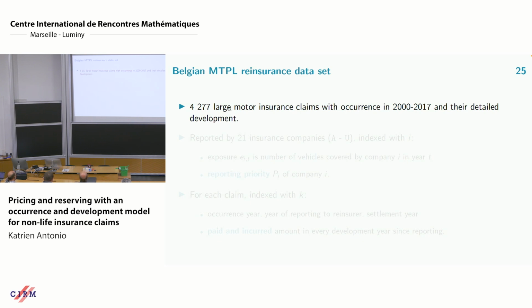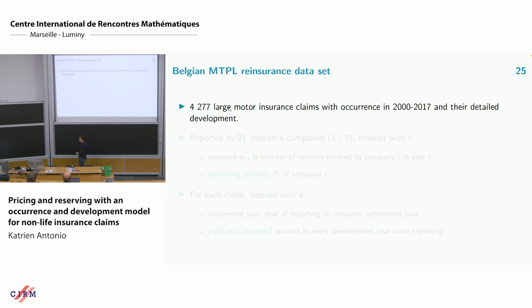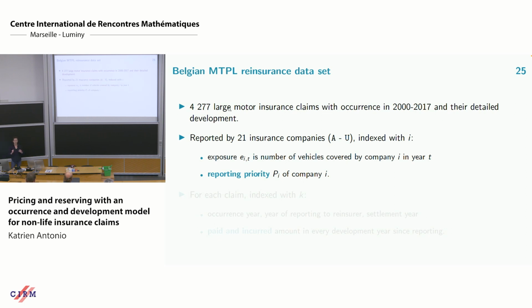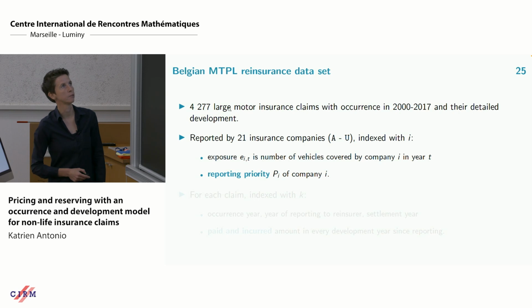You see there a number of large motor insurance claims over a certain historical period. We have their detailed development. Those claims were reported by 21 underlying main insurance companies. We don't have many details about the clients, or the policyholders i in our data set. We just know their exposure as a kind of number of vehicles covered by company i in a certain year.